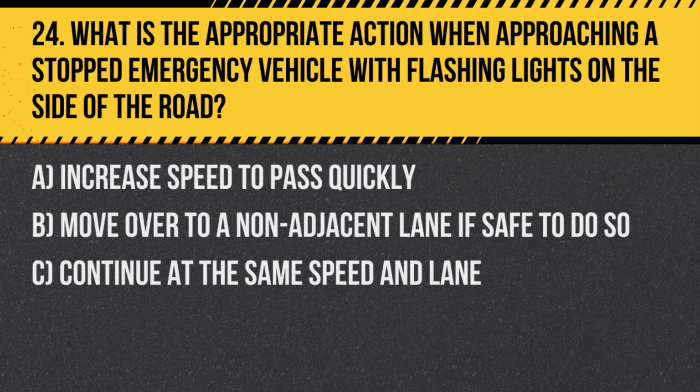Question 24. What is the appropriate action when approaching a stopped emergency vehicle with flashing lights on the side of the road? A. Increase speed to pass quickly. B. Move over to a non-adjacent lane if safe to do so. C. Continue at the same speed and lane.